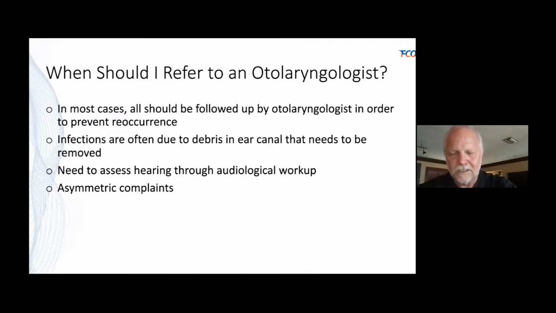Certainly, if there's any concern, treat with steroids first. If the patient doesn't have a high fever or any obvious infection, then antibiotics often can wait. And in Europe, most otitis media is treated with steroids and not antibiotics, so you're treating both.